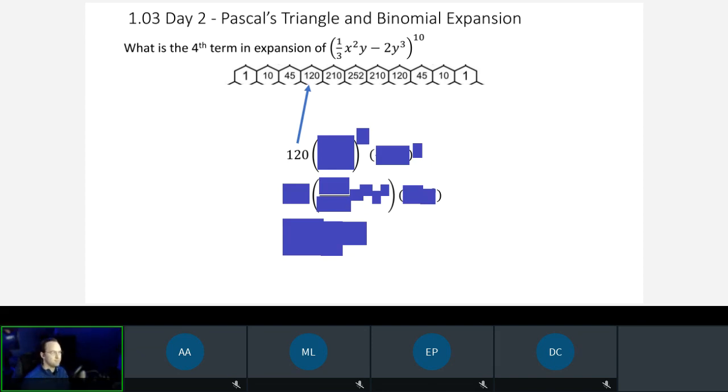Somebody says negative 320 over 729. Anybody else get negative 320 over 729? You know what? It is negative 320 over 729. Do all of you just need more time? Was 2 minutes not enough? It probably wasn't. That's okay.